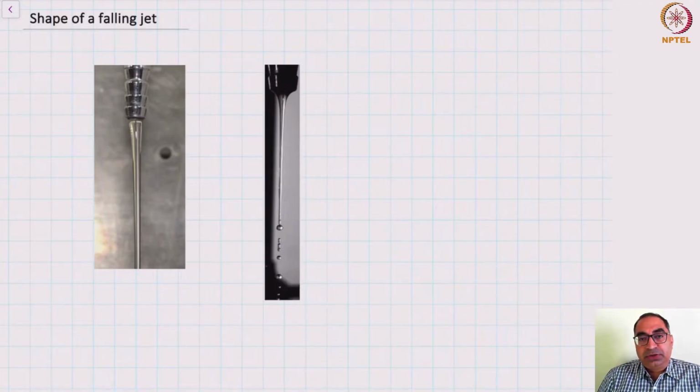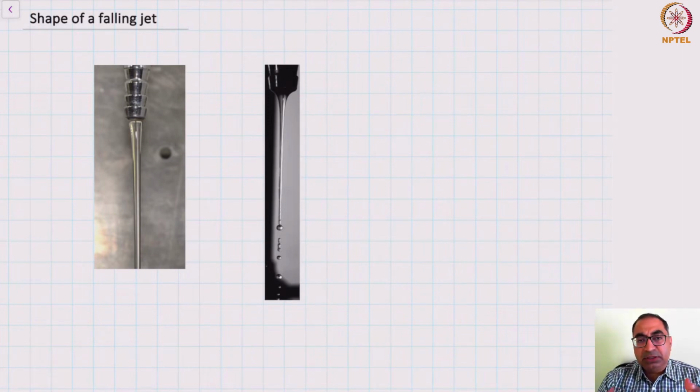So continuing the discussion on free surface flows, let's take a look at another problem which we see almost daily. This is the shape of a falling jet. What I'm showing you here are two images. On the left image you can see that when you open the tap, the jet of water that comes down thins down as it falls.